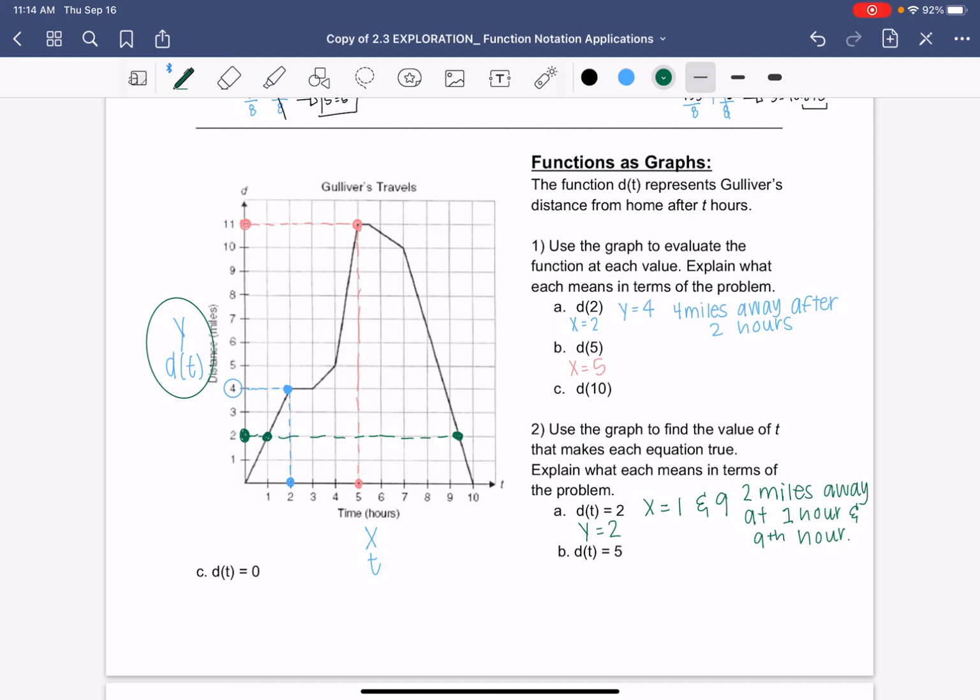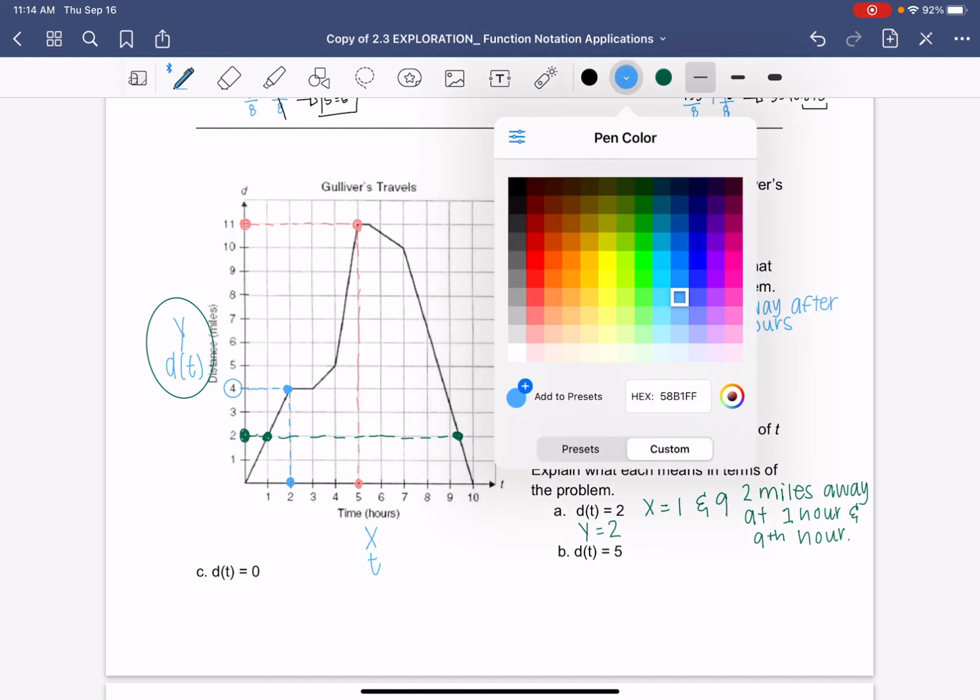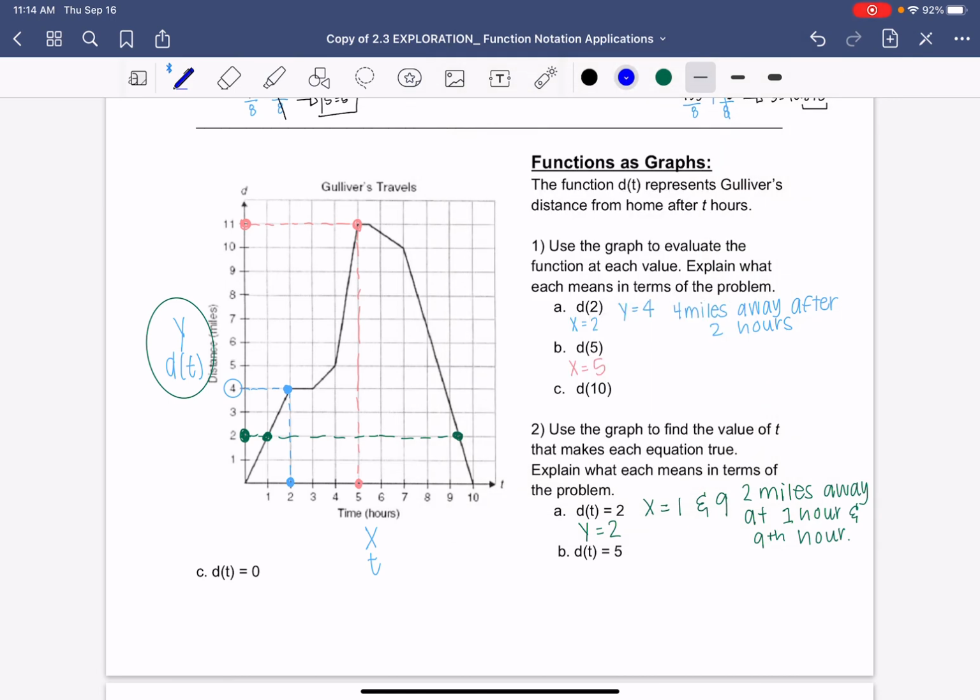So I'll do another one for you. B says d of t equals 5. So I'm looking at the y-axis equals 5. So I'm looking at my y-axis. I'm going to find 5. And I'm going to see where my graph is when y is at 5, when distance is at 5. So it hits here and it hits here. So it's about at 4 and about at 8.5. So x equals 4 and 8.5.